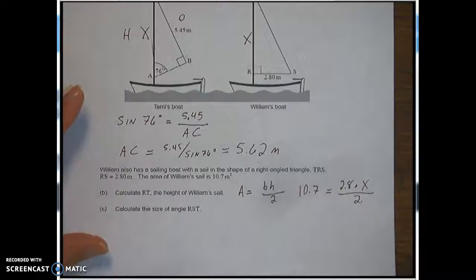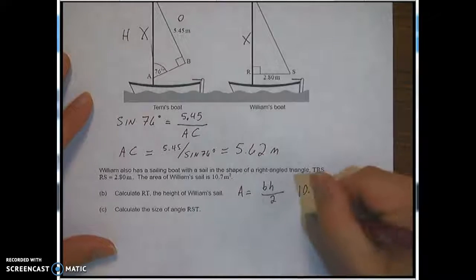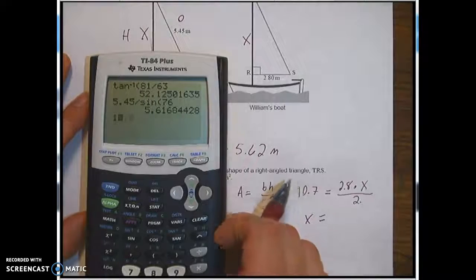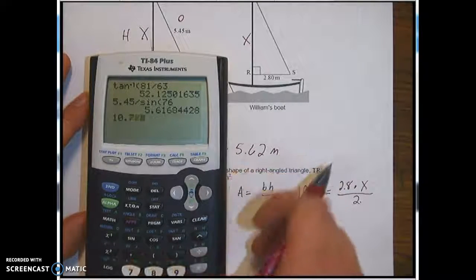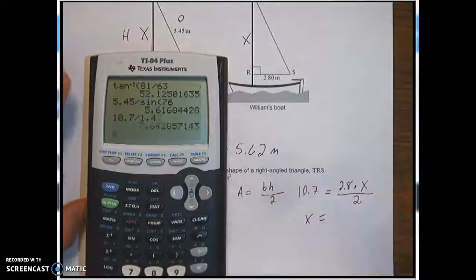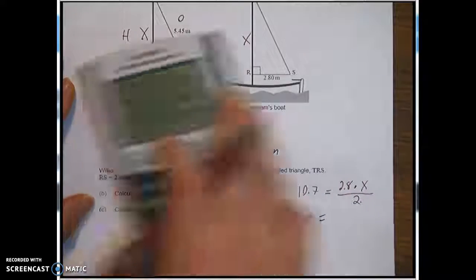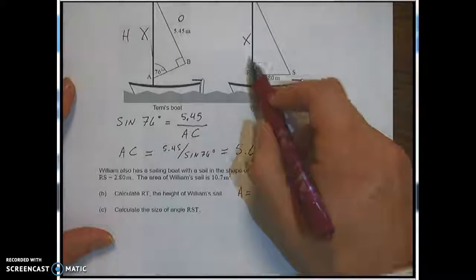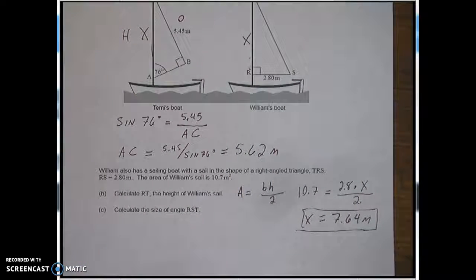2.8 divided by 2 is 1.4, so if I just divide both sides by 1.4, then I'm going to be able to solve for x here. So 10.7 divided by 1.4 is 7.64 meters. That would be the height of the sail.